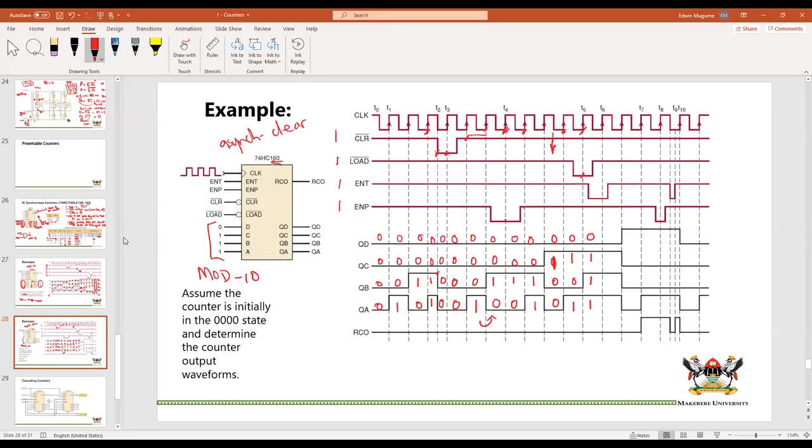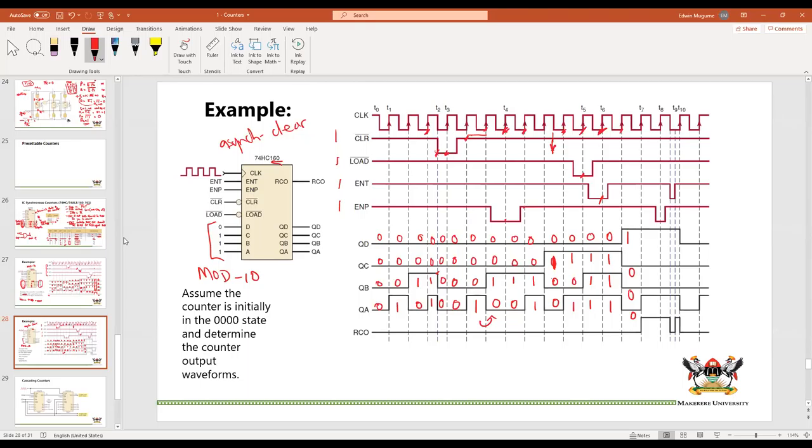So, at this point, when this clock comes, ENT is a 0. Meaning that we are going to stay put, which is 0, 1, 1, 1. Because if ENT is a 0 or ENP is a 0, we cannot count. So at this clock, we can see everything is back to 1, so we can count, which is 1, 0, 0, 0.